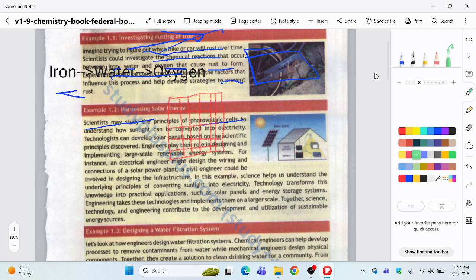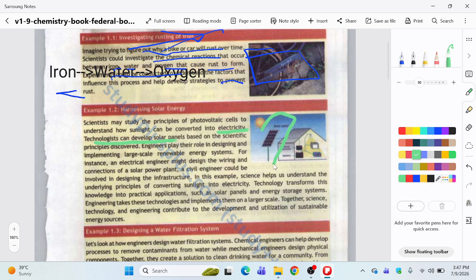Now if we see over here, these tiny plated things you can see are more tiny, too small, but these are photovoltaic cells. Okay, so let's go forward in our lecture. So we have photovoltaic cells, then it is converted into electricity. Technologists develop the solar panels.